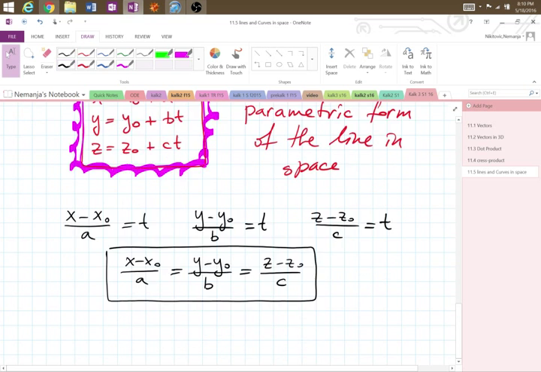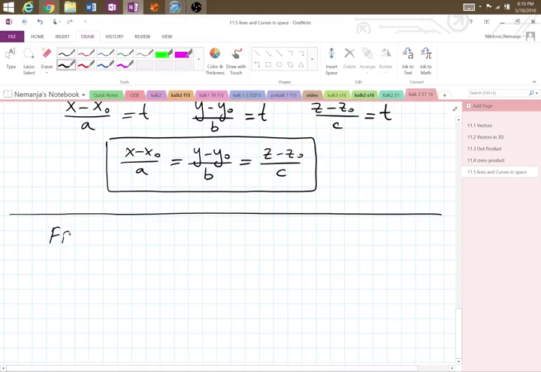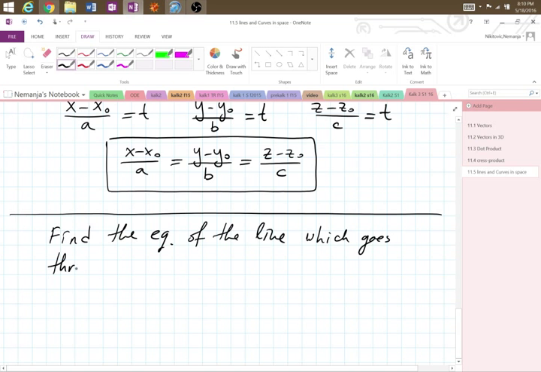So now I'm going to ask you, since you are now experts on lines, to find the equation of the line. Now, when I say find the equation, that means those three equations, right? You have to have the parametric equations, all three of them. So find the equation of the line which goes through points.